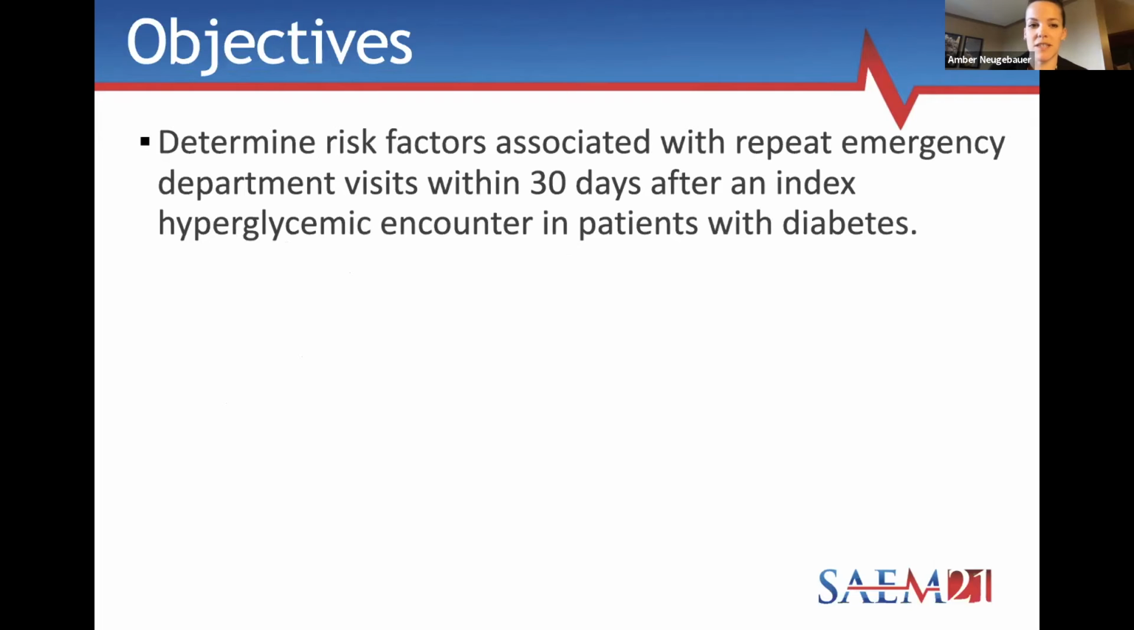The objective of our study was to determine and identify risk factors associated with repeat emergency department visits within 30 days after an index hyperglycemic encounter in patients with diabetes.